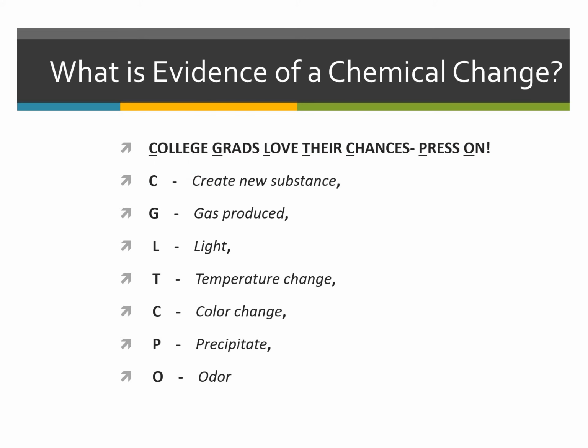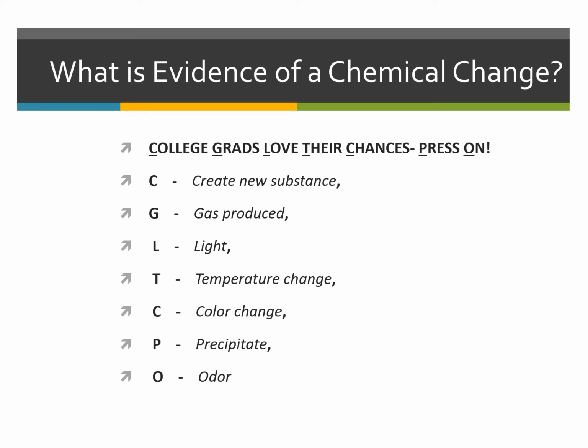So what is evidence of a chemical change? If you want to know what a chemical change is, you can remember this: College Grads Love Their Chances. Press On. So the C is going to stand for create new substances. G is going to be gas produced. L is going to be light may be produced. T is the temperature change occurs. C is a color change occurs.